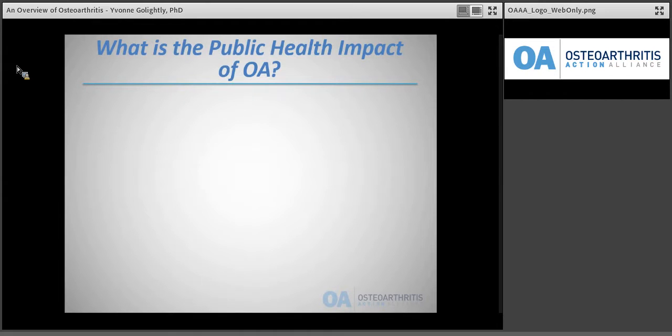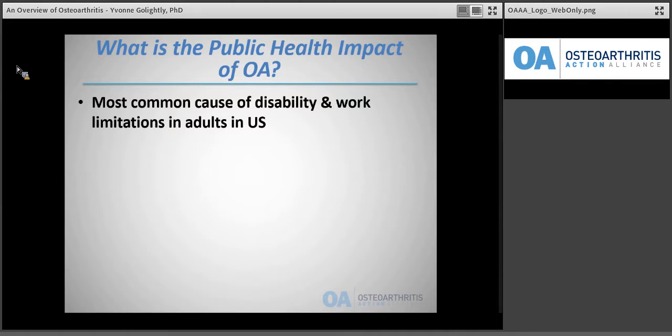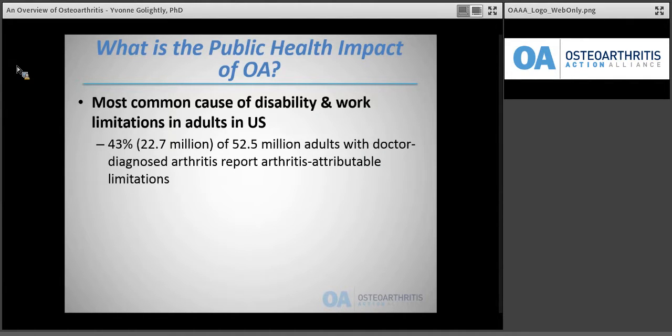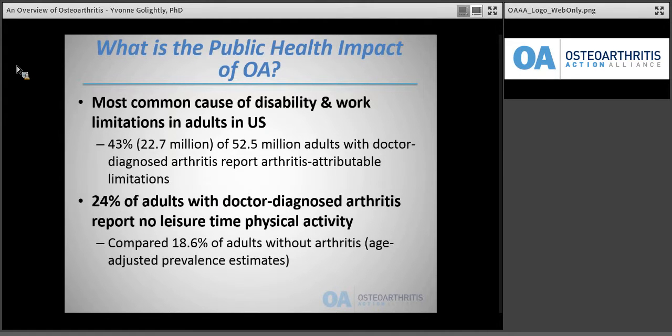So what is the public health impact of osteoarthritis? It is the most common cause of disability and work limitations in adults in the United States, and about 43% of adults have arthritis-attributable limitations. And then 24% of adults have doctor-diagnosed arthritis and are also not participating in leisure time physical activity. This is a greater percentage of people not participating in physical activity with arthritis compared to those without arthritis.